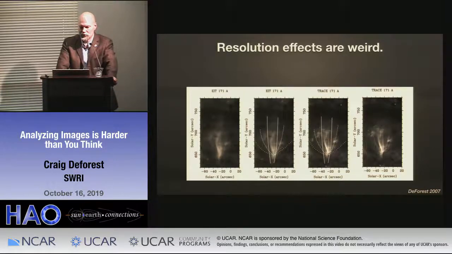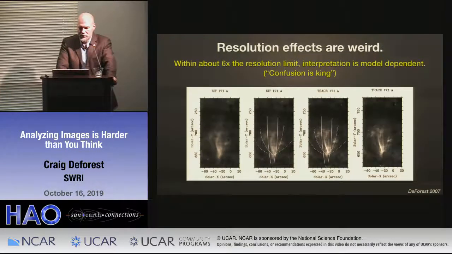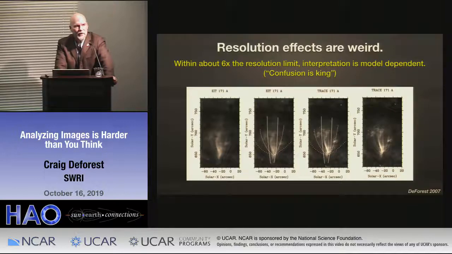So let's compare that. Here are some features you might trace. The solid ones are from the EIT. The dashed ones are from TRACE. They're completely different. And the only difference is this factor of 5 difference in resolution. So the takeaway there is within about 6 times the resolution of your telescope, you don't know anything. You're just inferring what you see, and it's highly model dependent because there are no smaller cues for you to figure out what the structure is. So if you're working down at the resolution limit, you better know what you're looking at. Otherwise, it's very easy to make assumptions and be wrong.